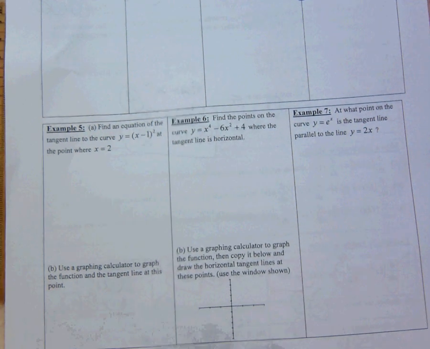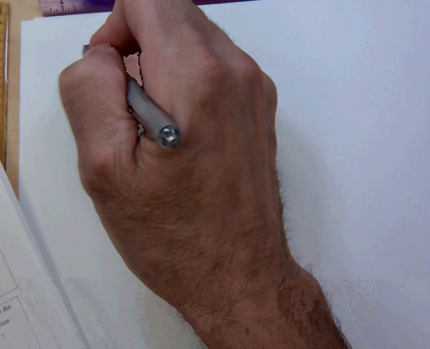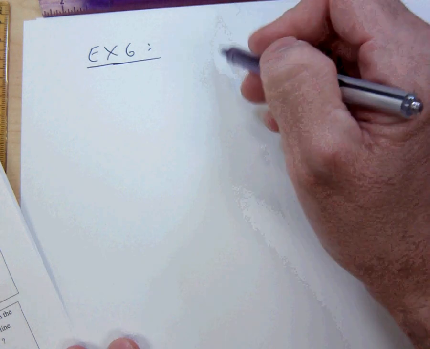Ready? All right, so what am I trying to do? Well, find the points where you have a horizontal tangent line. Ready? Okay.